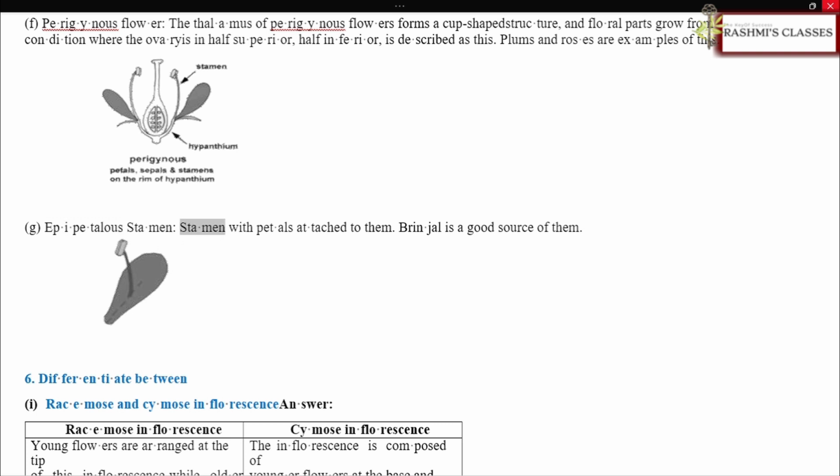Epipetalous stamen: stamens attached to the petals. Brinjal is a good example of it.